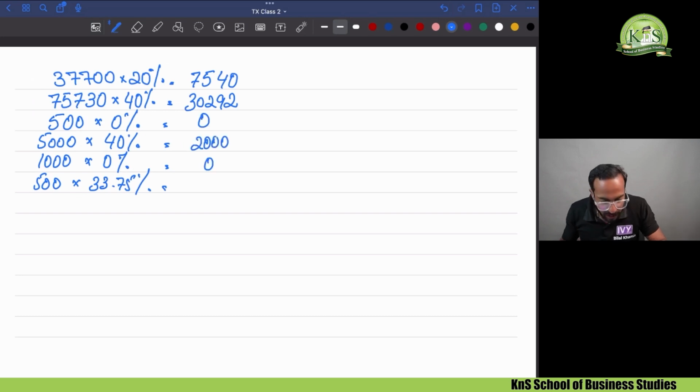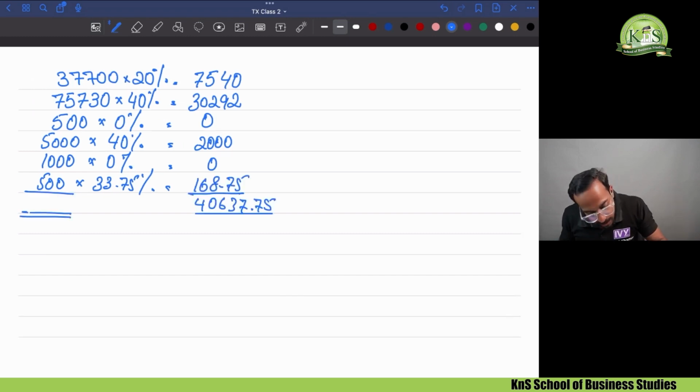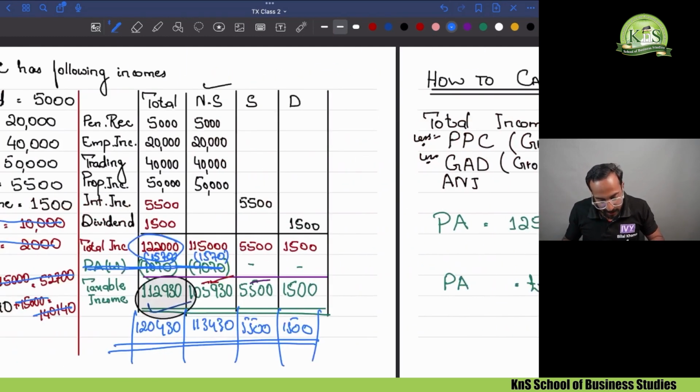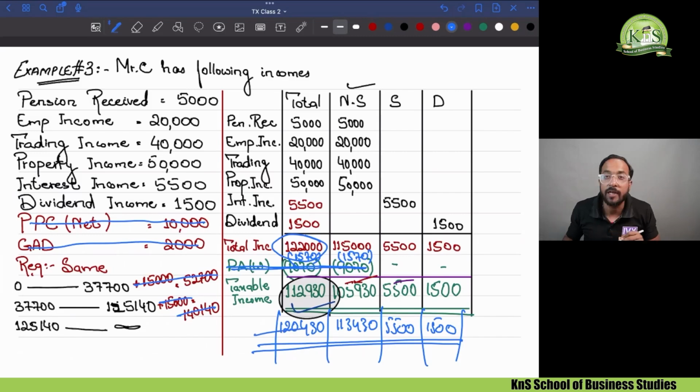Let me cross check. 37,700, 75,730, 500, 5,000 and the dividend one. It is 1,20,430. Here we go, guys. That's equal to this. Got it? Now, tax saving.